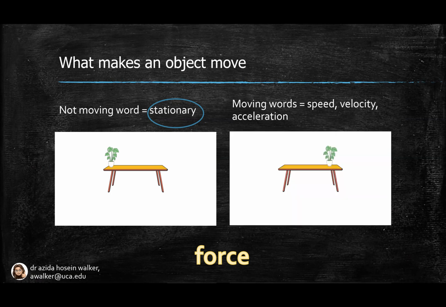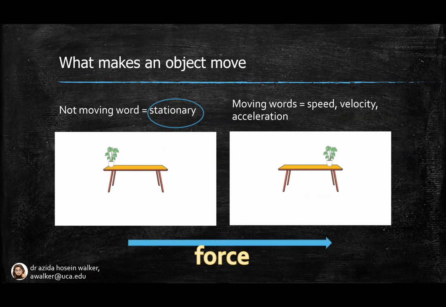If after some time we came and the potted plant is now on the other end of the table, we can use some of our moving words to describe that. You can see that there was some speed or velocity as it moved across the table. And since there was a change in the position, if there was a change in velocity, we may even have an acceleration. The fact is that something caused the potted plant to move from the left to the right.